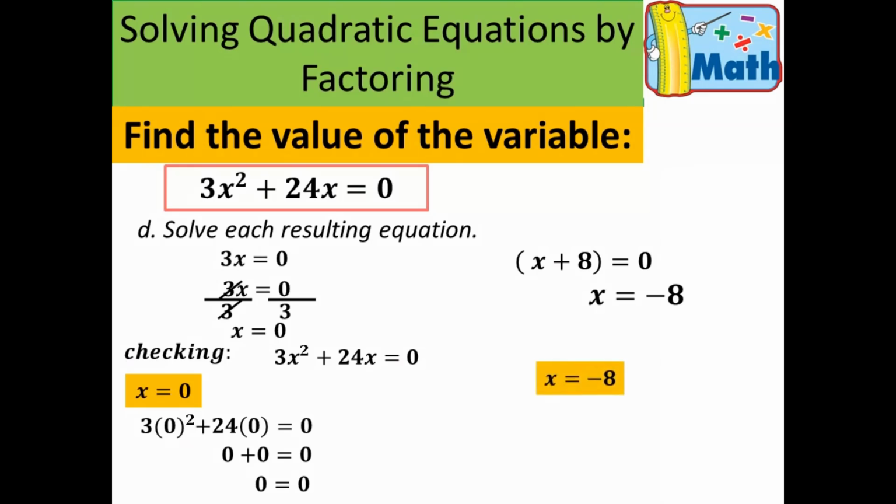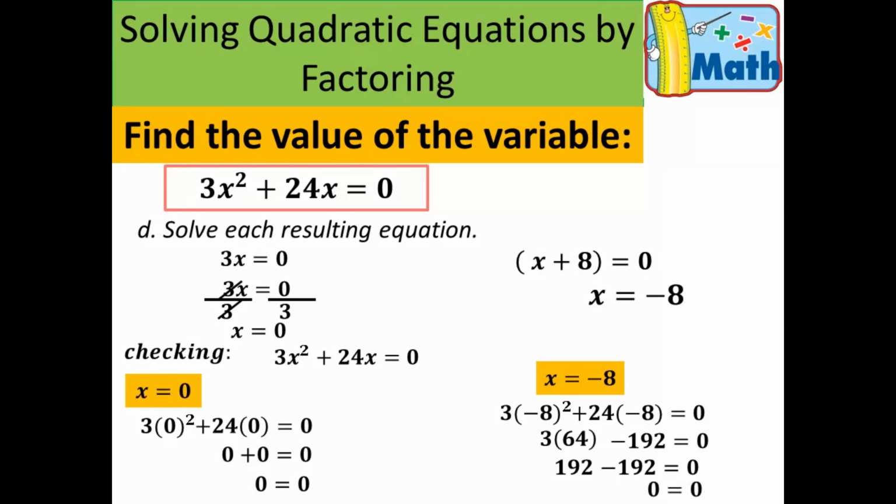For x equals negative 8, by substitution, we have 3 times negative 8 squared plus 24 times negative 8 equals 0. 3 times negative 8 squared is 3 times 64, which is 192, minus 192 equals 0. 192 minus 192 is 0. Thus, 0 equals 0.